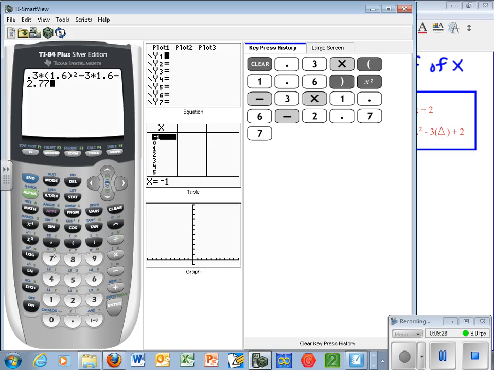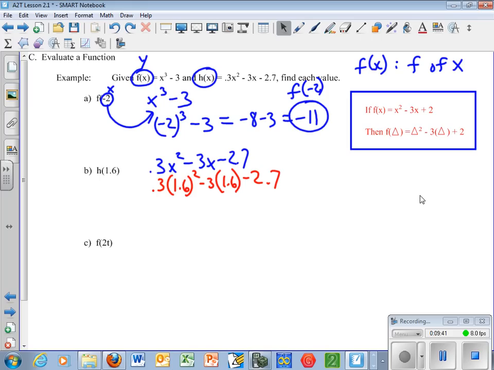Oops, it should be 2.7. I put 2 7s in. Let's delete that out. And we'll hit enter. And it's negative 6.732. So the calculator basically followed order of operations. And I would consider that showing your work as long as you showed me plugging it in. So we got negative 6.732. That would be what we call h of 1.6. Okay?